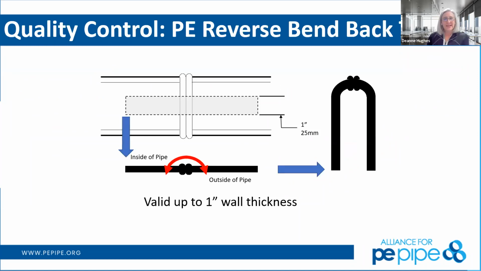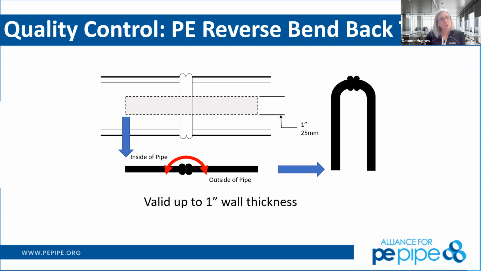Within ASTM, there is the PE reverse bend back. This is something that we often see incorporated into specifications, that the first joint of the job or the first joint of the day, or that an operator needs to demonstrate. Basically, they fuse a joint, you take the joint and you do a bend back test on it to confirm that the joint has been fused correctly before the day starts or before the job starts.